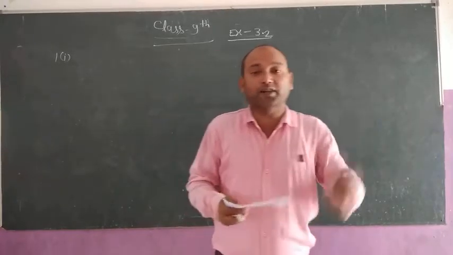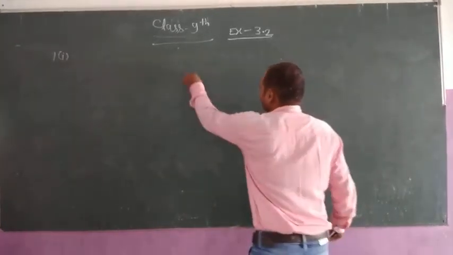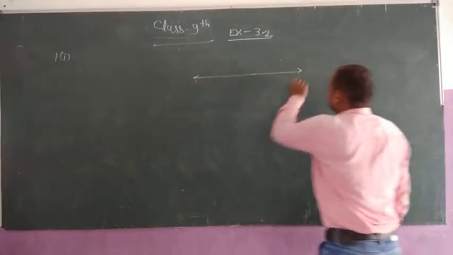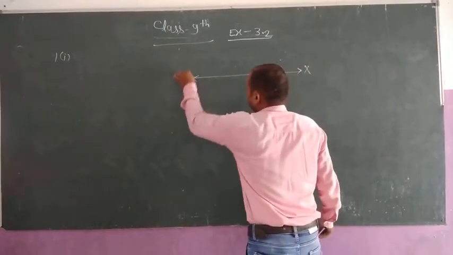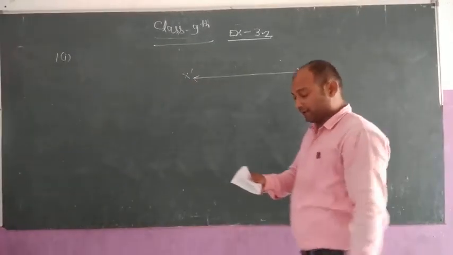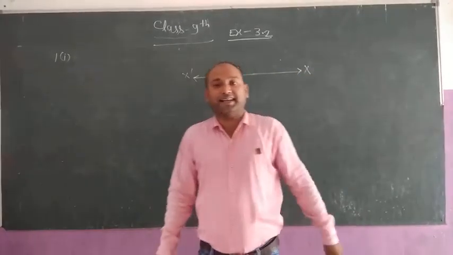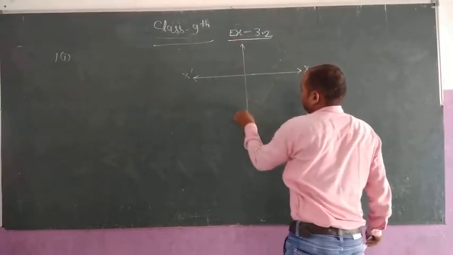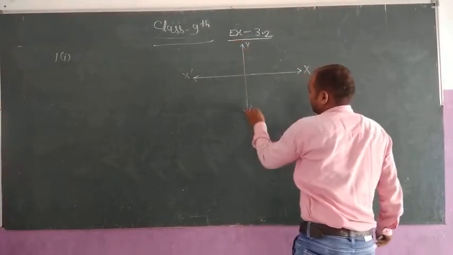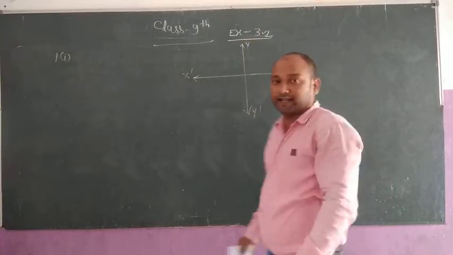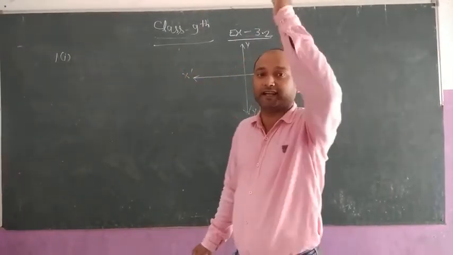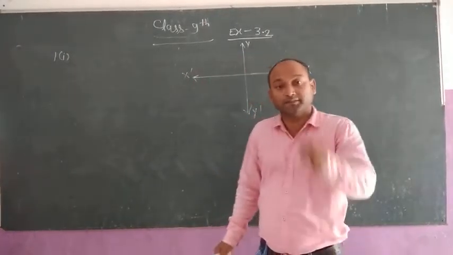Means the name of the horizontal line. Horizontal line means this line. This is x and this is x dash, means x axis. So the name of the horizontal line is called x axis, and this is the y axis, and this is the vertical line. This is the horizontal line and this is the vertical line. Vertical line is called y axis.